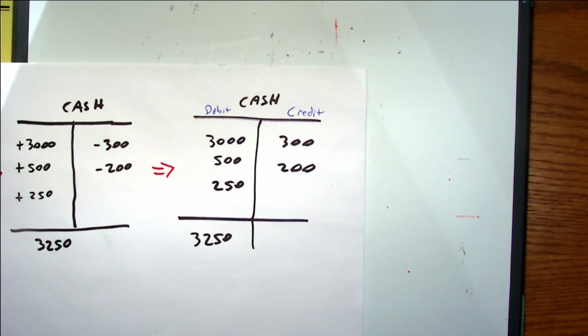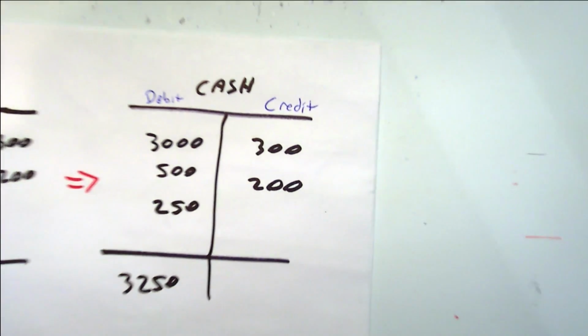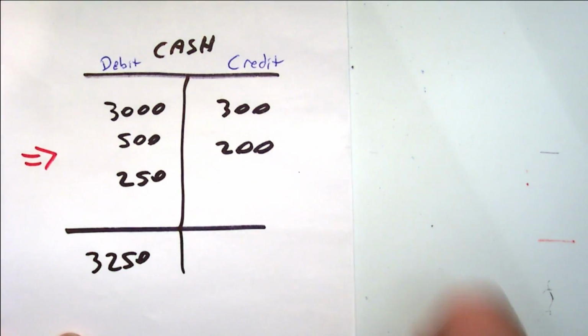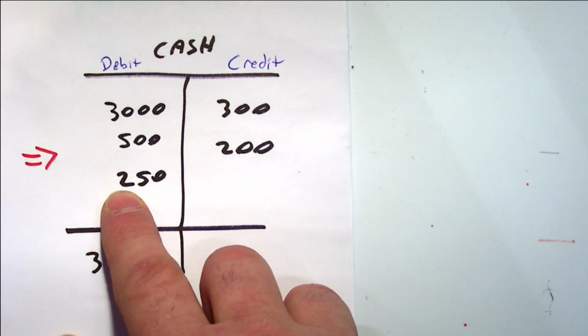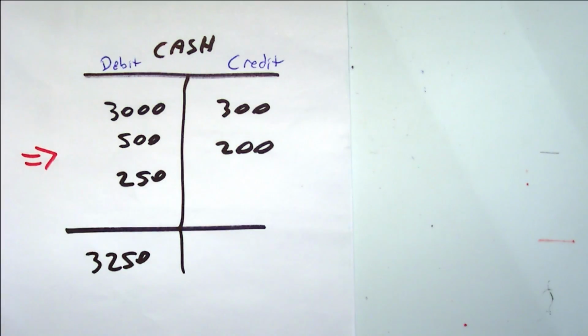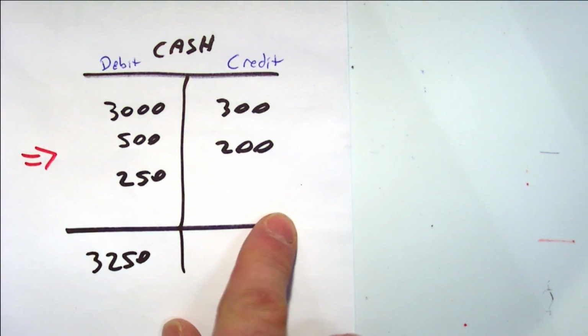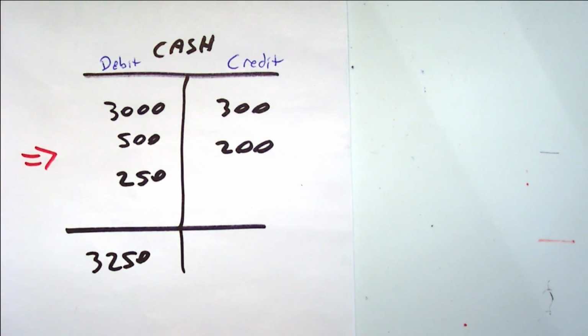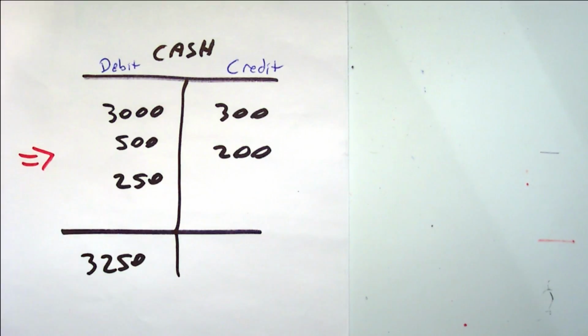Looking at what we have done, you might understandably but mistakenly think that debit means increase, credit means decrease. I can understand why you would see that, but it is not true. Debit does not mean increase, credit does not mean decrease. Debit means left, credit means right. And the reason is, well, let's take a look.